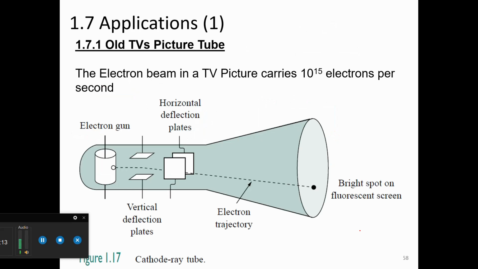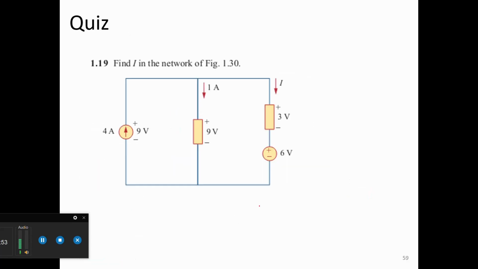Do try these problems. And then we have the application of electron beams in TV pictures, which carries 10 to the power 15 electrons per second, and these are electron guns. And then we have the vertical deflection plate and the horizontal deflection plate. When the charge passes, the deflection depends upon how much we have on the vertical and horizontal plates. Old TVs and old monitors used these technologies. Now this is replaced by LEDs and LCDs.